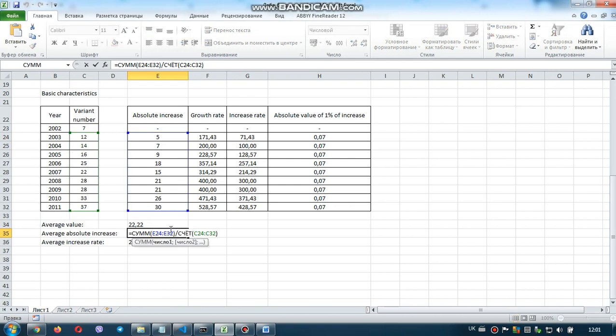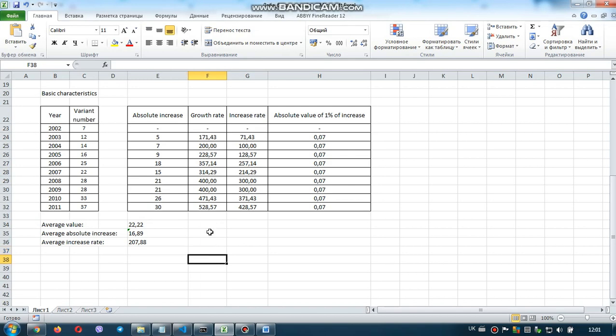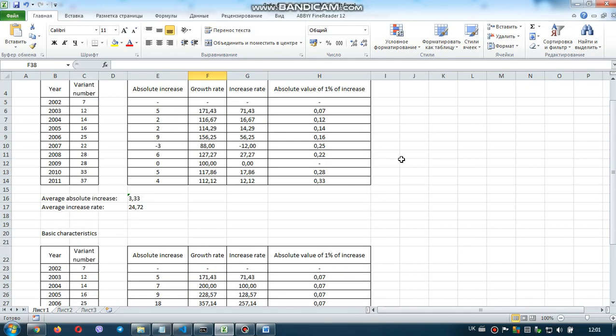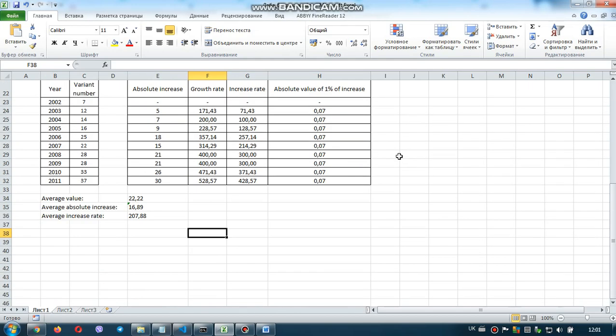Average absolute increase is calculated in the same way as well as the average increase rate. So make up all the calculations, prepare and draw a report, and upload it on your Google Class profile. Good luck.